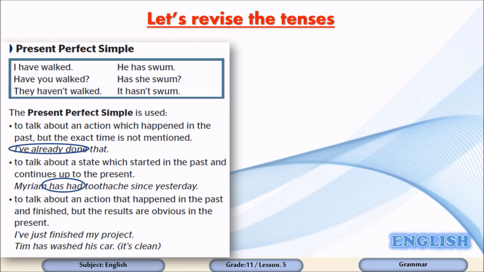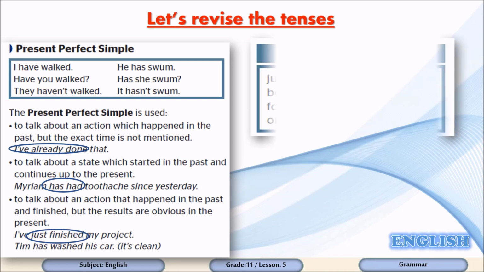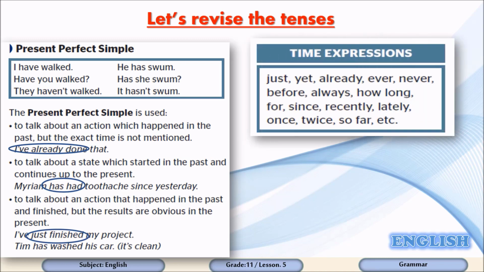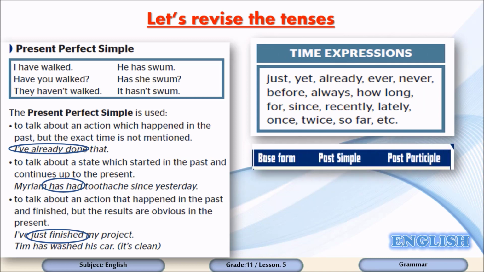To talk about an action that happened in the past and finished, but the results are obvious in the present. I've just finished my project. Here are some time expressions that always come with the present perfect tense. Please read them quickly.